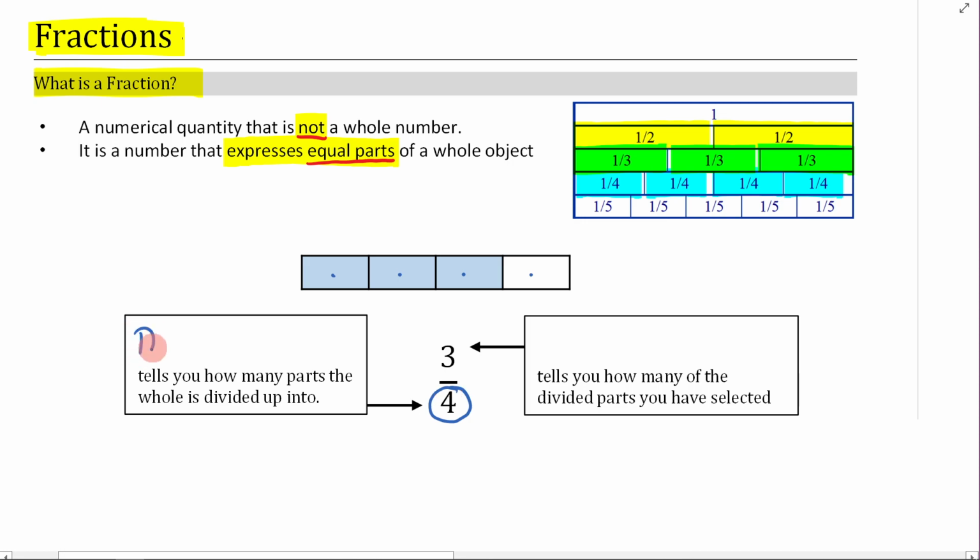And we call this the denominator. Denominator. And I've got a little definition here of what a denominator is. It tells you how many parts the whole is divided up into.